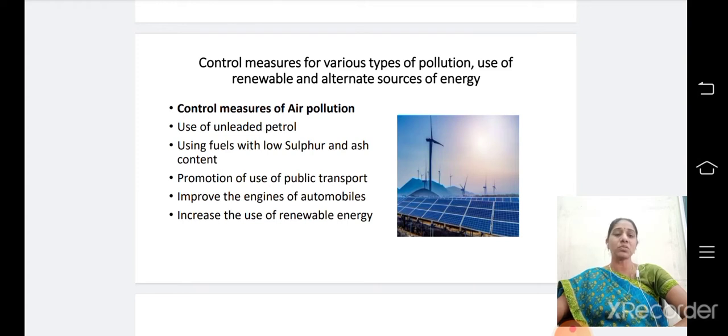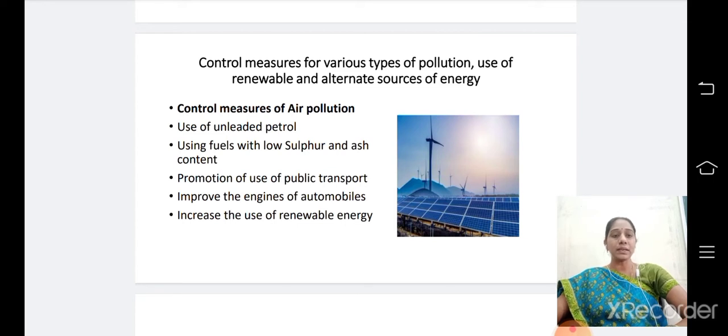Industrial smokes. So we must control all these things. Industries must be very far from villages or cities, whatever it may be. Improve the engines of the automobiles. So good engines, eco-friendly vehicles. We may also use electric vehicles. Increase the use of renewable energy.